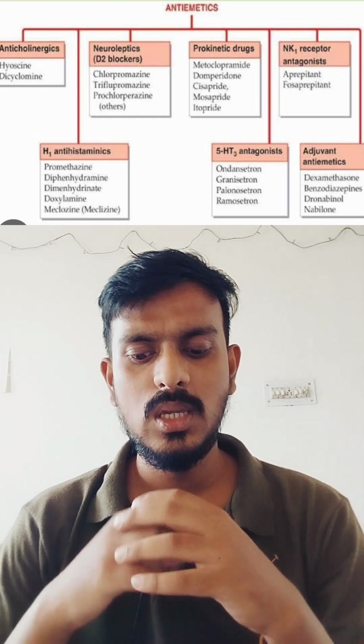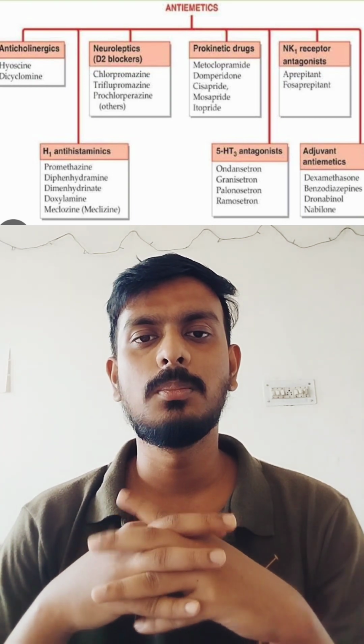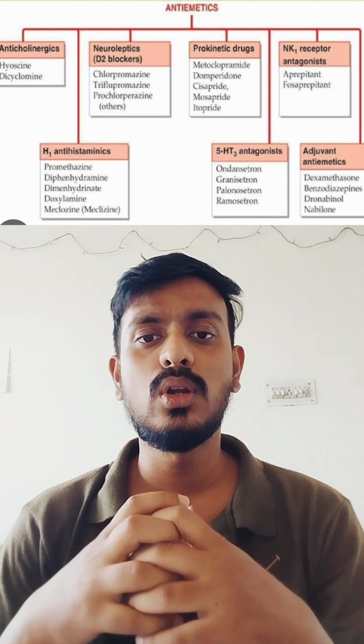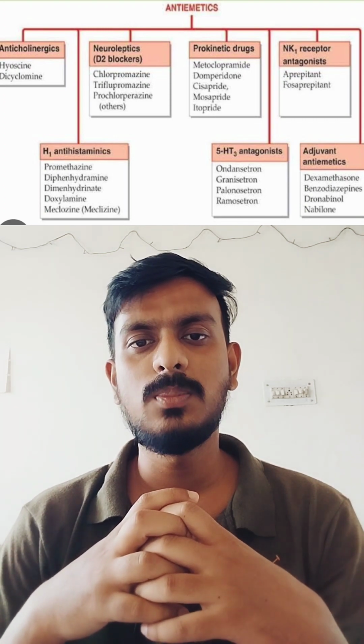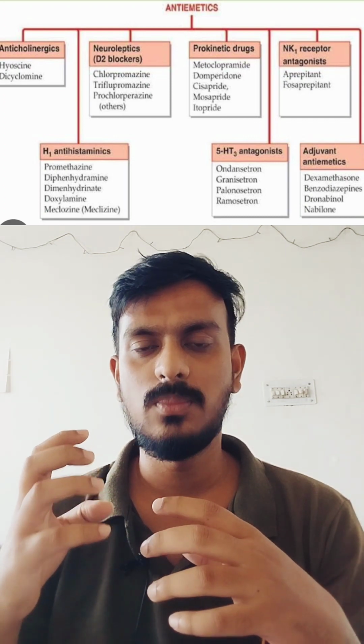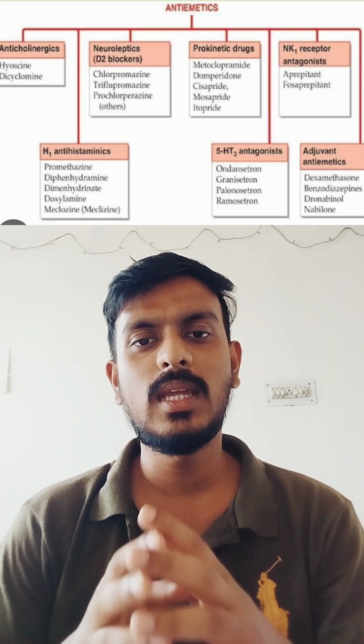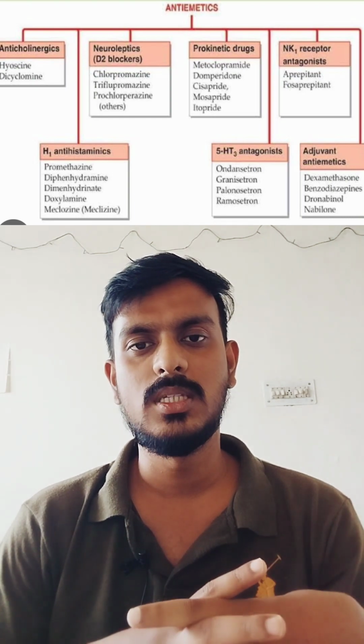The next class of drugs is prokinetic drugs. Prokinetic drugs act by agonistic action on the 5-HT4 receptor. When these drugs bind to the 5-HT4 receptor, they increase your peristalsis, which also helps to prevent the emesis process. The drugs under this class are metoclopramide and cisapride, and domperidone also.